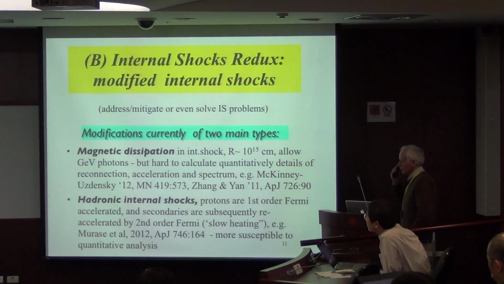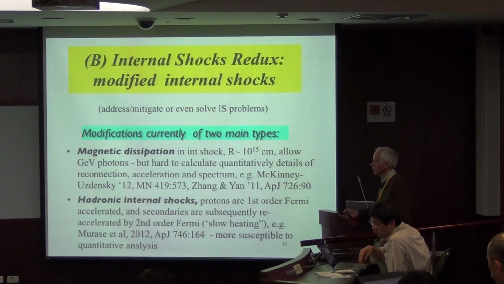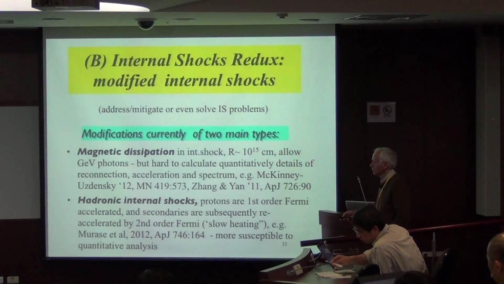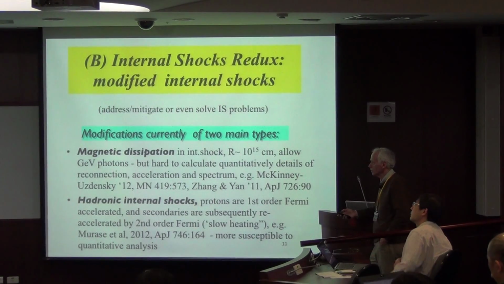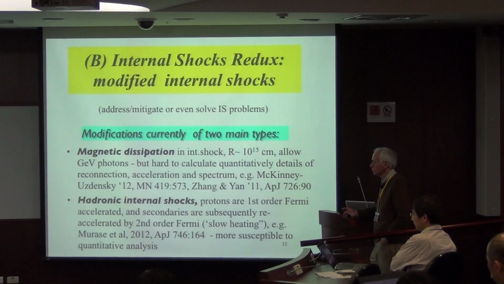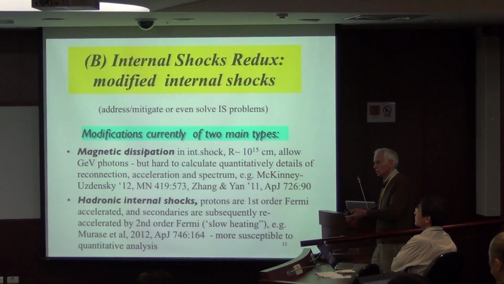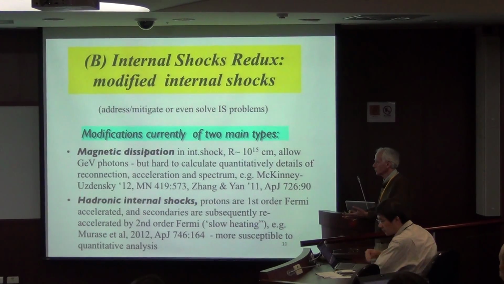The other way of dealing with the internal shock problems is to consider modifications of the standard internal shock model paradigm. These modifications are intended to mitigate or even solve the internal shock problems. And there are two types. One of them is to consider that there is magnetic dissipation in the internal shocks. Magnetic dissipation is very efficient, and it will accelerate both electrons and protons.